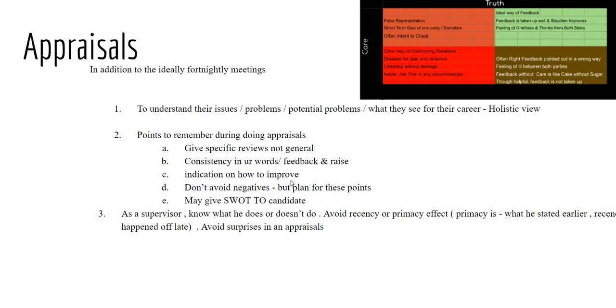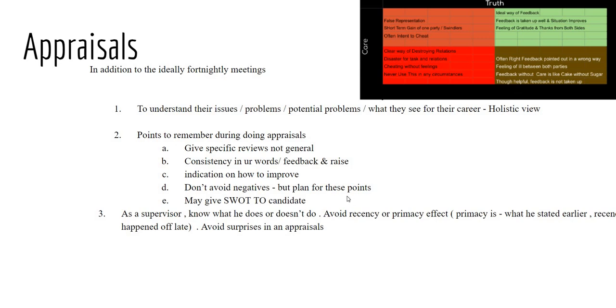Don't give very generic feedback. Tell them specifically what you want, how you think they could improve. Of course, don't avoid negatives. If you are someone like me, it's actually a little difficult to talk about negatives. Then probably what you can do is write it down, make a note, and share it with him earlier. And then during your appraisal discussion, you can have a one-to-one elaborate discussion with him on those points.